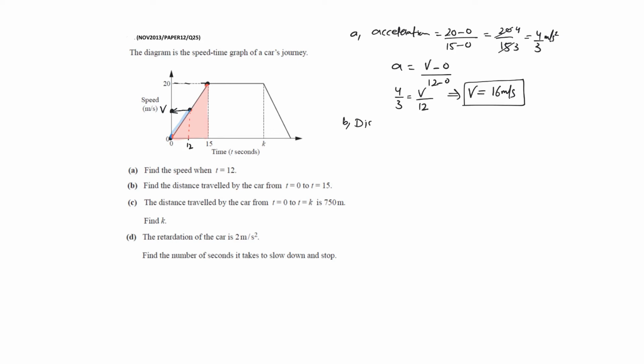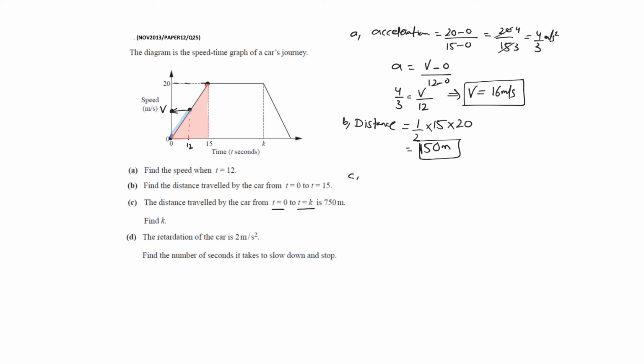So I can say that distance traveled by the car from t equals to 0 to 15 is half times 15 times 20, which is just the area of the triangle, and I can find the value now, which is 150 meter. So 150 meter is the distance traveled by the car from t equals to 0 to t equals to 15. In part C, I have been asked to calculate the distance traveled by the car from t equals to 0 to t equals to k. Okay, so the distance is given to you as 750.